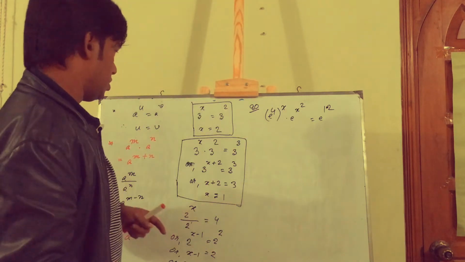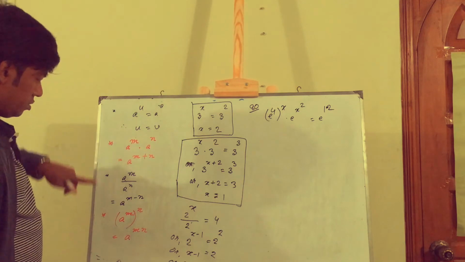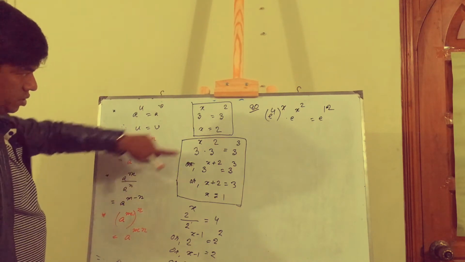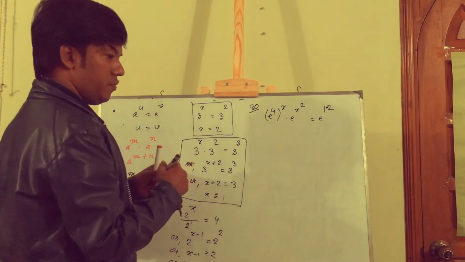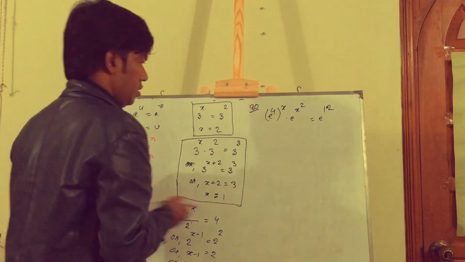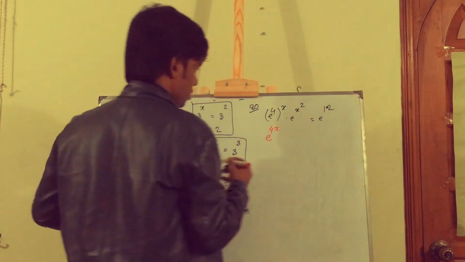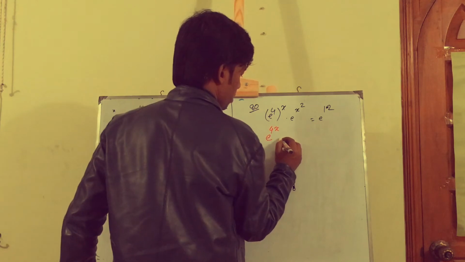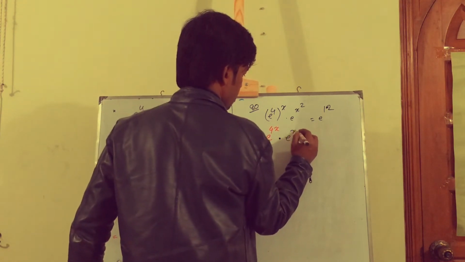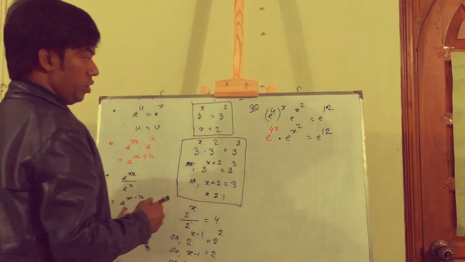Let's check it. First of all, you see 4 and x I have to multiply. Which rule? This rule. Let me write in different colors so that you can see. Here we are using this rule, so it will be 4x. The remaining thing stays the same: e^(x^2) equals e^12. So we already applied one rule here.